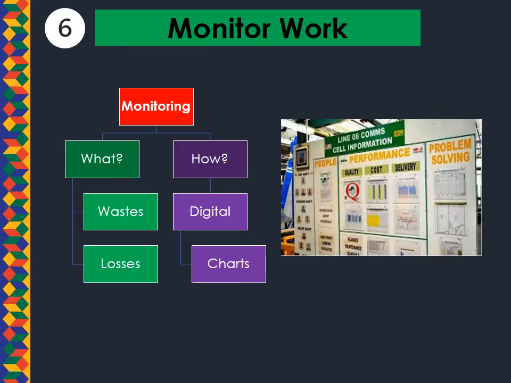Step 6, monitor work. This is obviously a very important role of the supervisor. And in addition to physical monitoring of team members' behavior, the supervisor will need to identify waste and losses during the shift. And then we also focus in this unit on how the monitoring happens. So we are referring here to digital or the use of charts for monitoring, which make it very easy to identify acceptable or unacceptable trends.